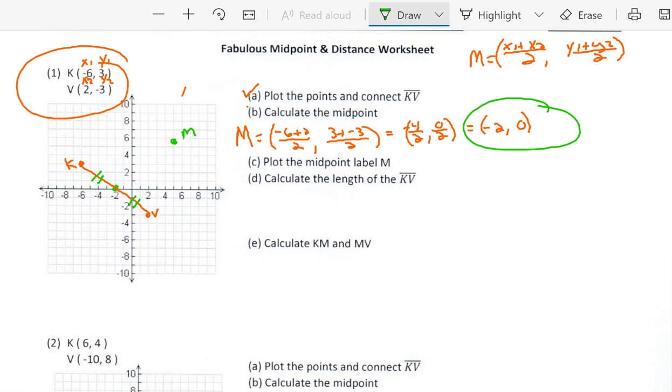And then for D, it says to calculate the length of KV. So for KV, again, I'm doing distance formula whenever it says length. It's the square root. It's going to be negative 6 minus 2 squared plus 3 minus negative 3 squared.